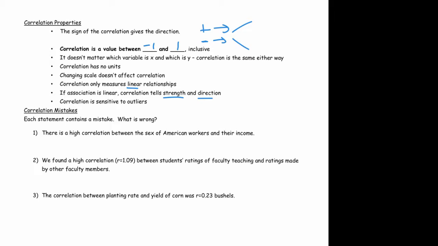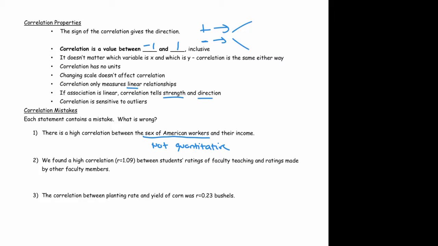So here's a quick exercise. There's a mistake in each of these sentences, and let's see if we can find what they are. The first one says, there is a high correlation between the sex of American workers and their income. See if you can see what's wrong with that based on what's given above. Well, the issue here is that sex of American workers is not a quantitative variable, and correlation only measures the relationship between two quantitative variables.